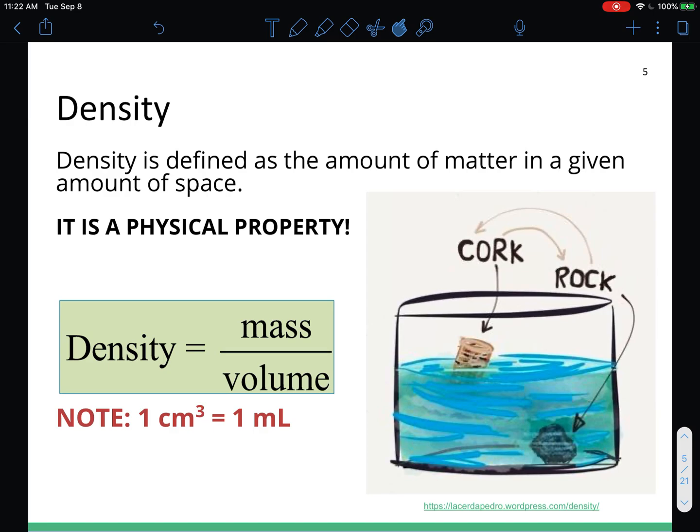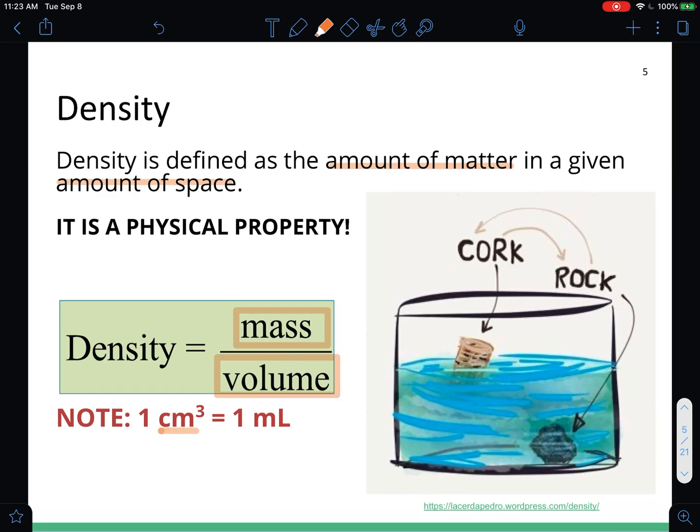So remember that density is defined as the amount of matter in a given amount of space. And the amount of matter is measured in mass, and the amount of space is measured in volume. Therefore, if you need to find the density of an object, you need to have its mass and divide it by the volume. The units that go with volume can vary.